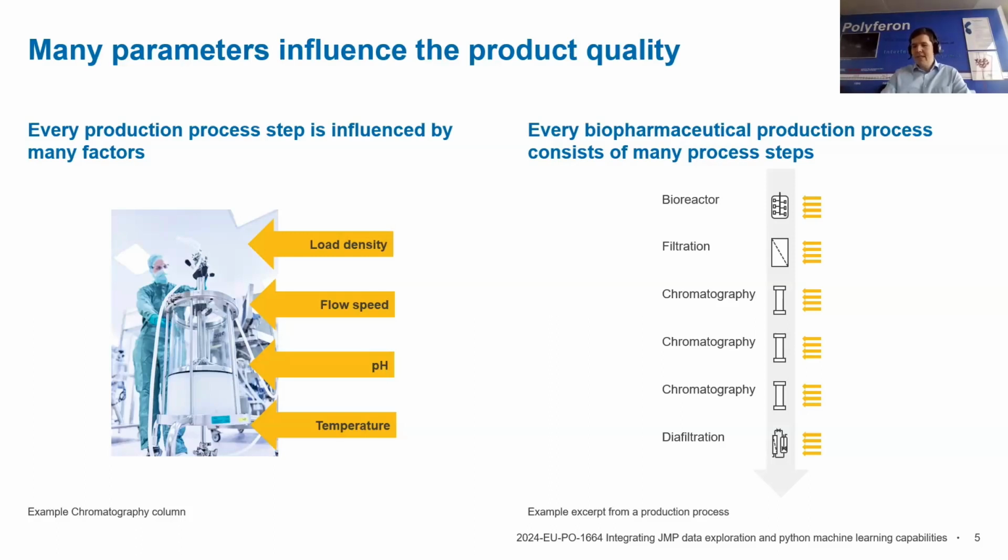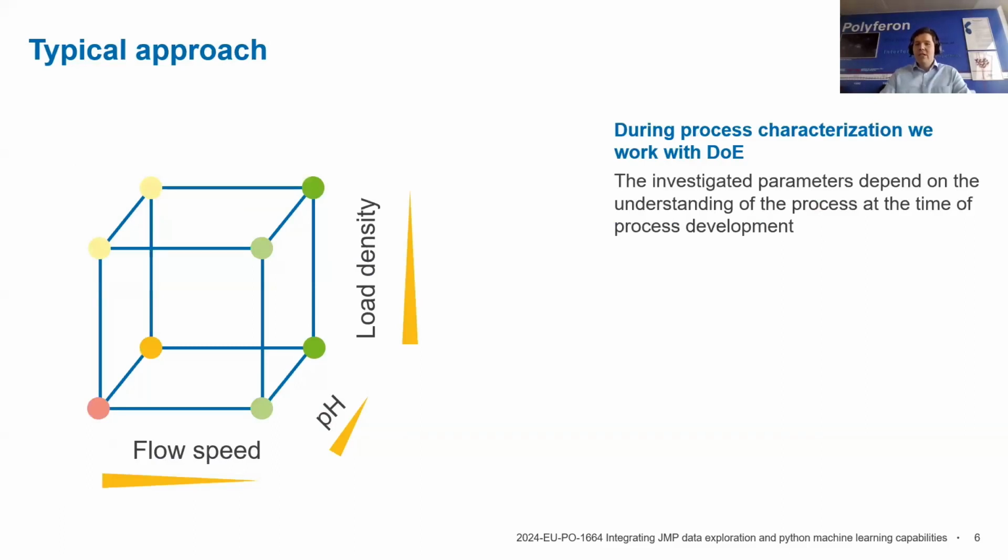During process characterization, so in the beginning of any development project, we would usually use a design of experiment approach. We would, for example, vary flow speed, pH, load density to see how they interact and how they together or alone impact product quality, which is a great start to start a PPQ campaign or to start some commercial process.